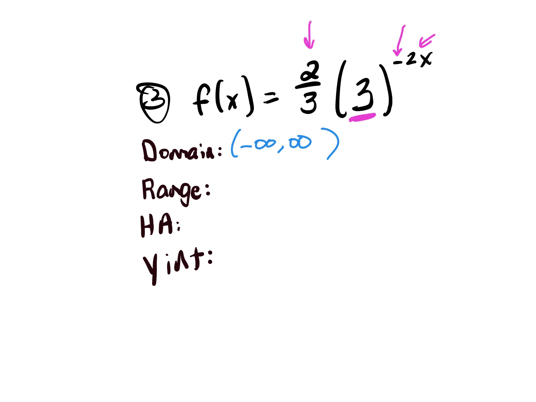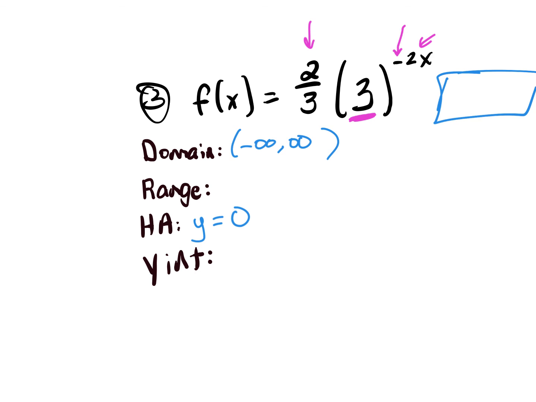Now, that horizontal asymptote, I can just look and see what it is. What is being added or subtracted right here? Is there anything? So it's 0. It's not none. It's 0. How do you find the y-intercept again? Plug in 0 for x.